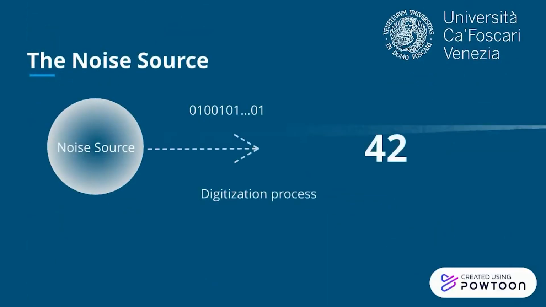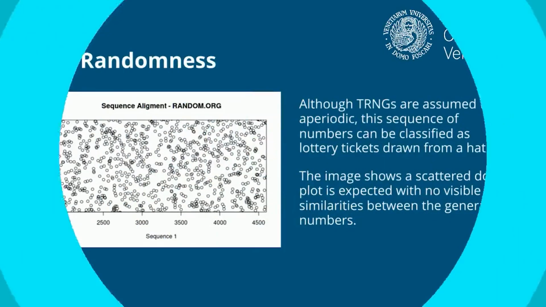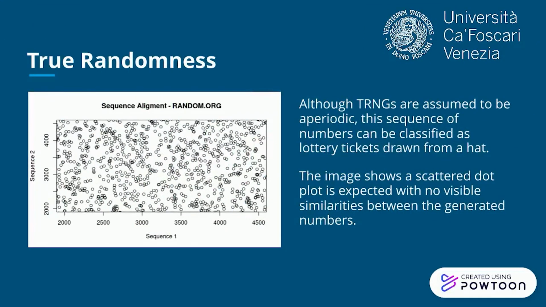When using a noise source, there is an expectation that the results cannot be predicted. For our purposes, the sequences proposed by Randomness and Integrity Service will be sufficient to compare them with the previous ones. Since it is not possible to calculate a pure function to predict atmospheric noise, this method should be sufficiently reliable. A scattered dot plot is expected with no visible similarities between the generated numbers.